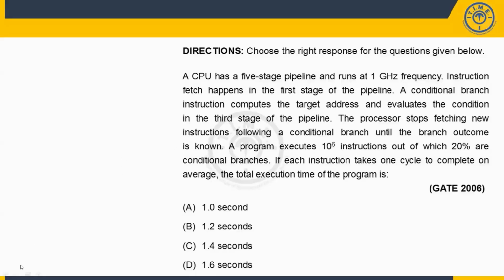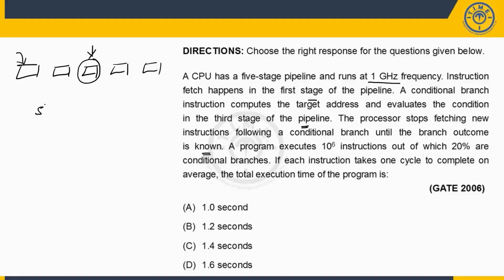Let us solve this. The CPU has a 5-stage pipeline and runs at 1 gigahertz frequency. Instruction fetch happens in the first stage of the pipeline. A conditional branch instruction computes the target address and evaluates the condition in the 3rd stage of the pipeline. The processor stops fetching new instructions following the conditional branch until the branch outcome is known. So here we have 5 stages. When an instruction is fetched and decoded as a branch instruction, the next instruction will be halted till the branch target is computed at the 3rd stage.